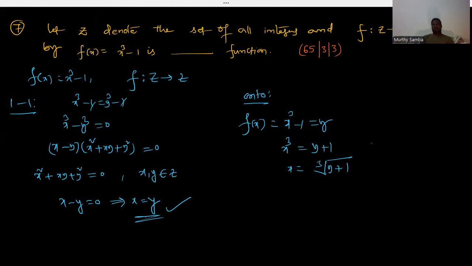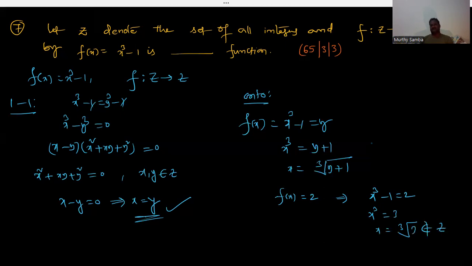Means all the numbers are not cube numbers, right? They are not perfect cubes in integers. Suppose I take f of x is equal to 2, then what is the value of x here? It means x cube minus 1 is equal to 2, then x cube is equal to 3, then x is equal to cube root of 3. This cube root of 3 does not belong to the set of integers, right?